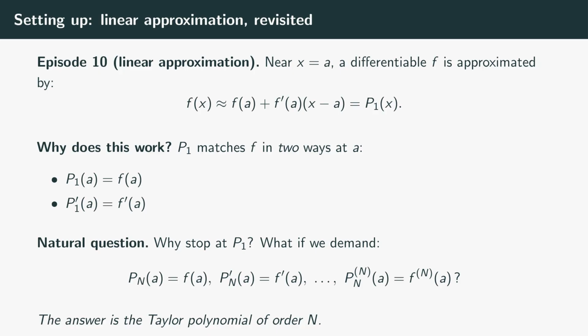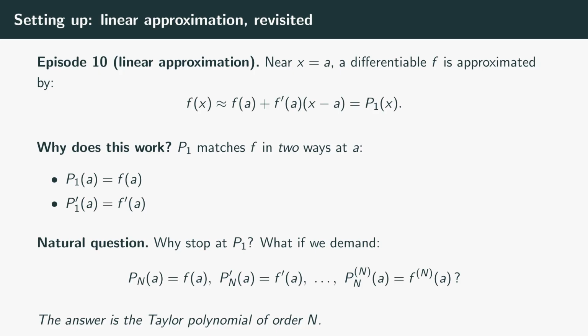Why does p sub 1 work as an approximation? Because it matches f in two ways at a. First, p sub 1 of a equals f of a, same value. Second, p sub 1 prime of a equals f prime of a, same slope. We have a polynomial of degree 1 that agrees with f on the first two derivatives, the 0th and first.